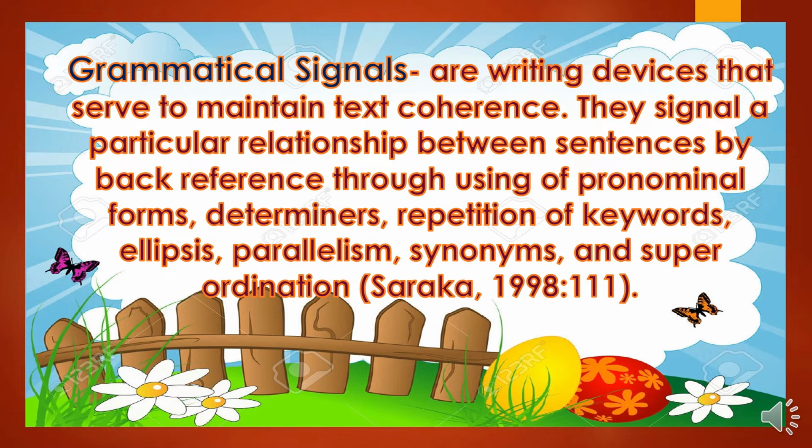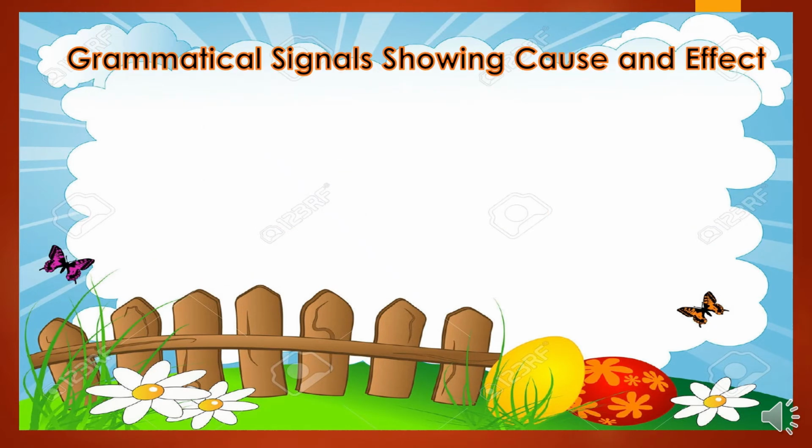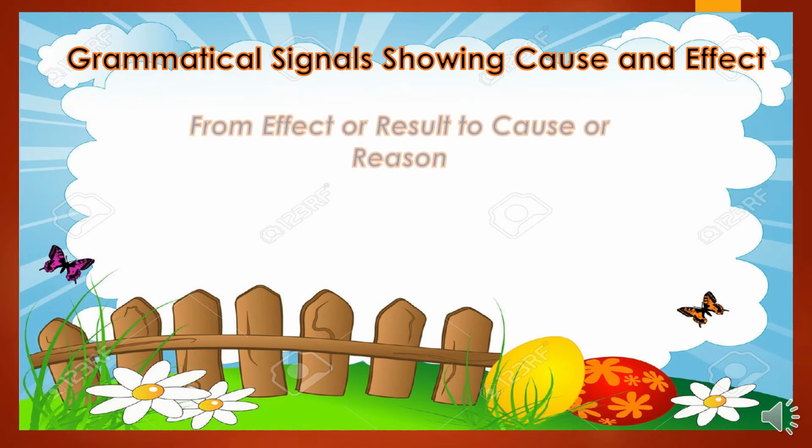In our lessons for the past few days, we learned all about using signals or connectors for general and particular statements, for claims and counterclaims. This time, it is all about the connectors we use in expressing cause and effect. We have here grammatical signals showing cause and effect.